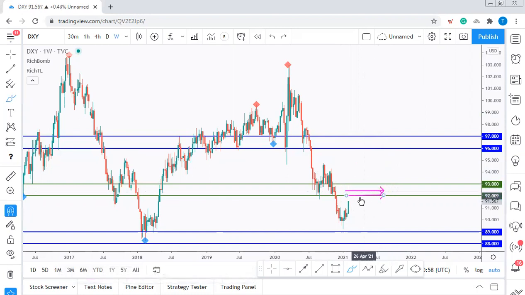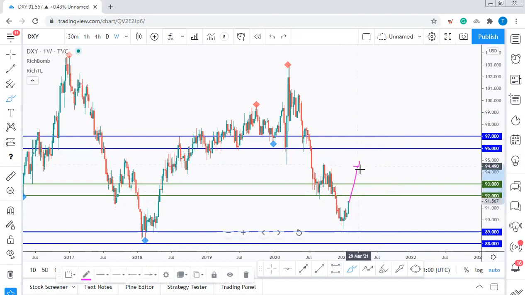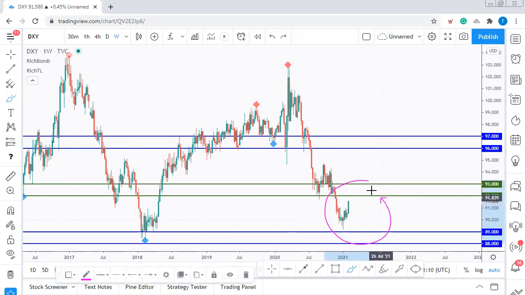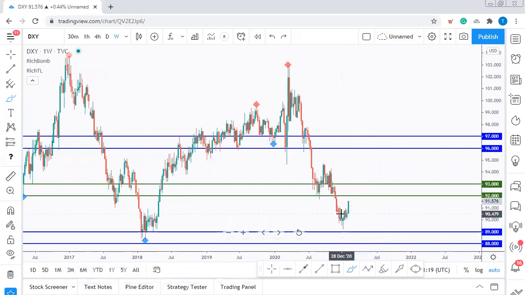And of course, when the resistance is broken, it now becomes support, and we'll be looking for buy setups on its retest. But for now, since the DXY from a weekly perspective is sitting inside this range, we're only interested in selling around resistance and buying around support, right? So now we know where we stand in the market. And of course, as you can see, we are overall bearish.